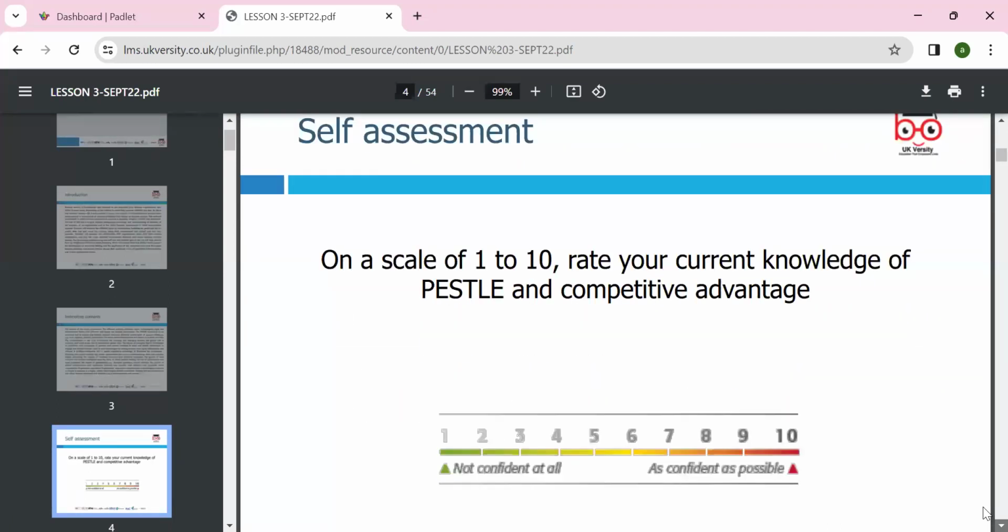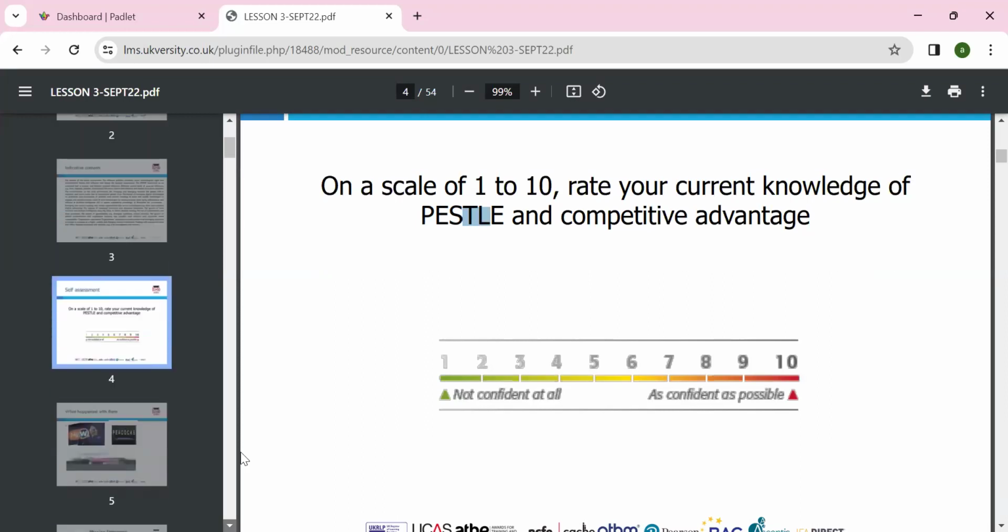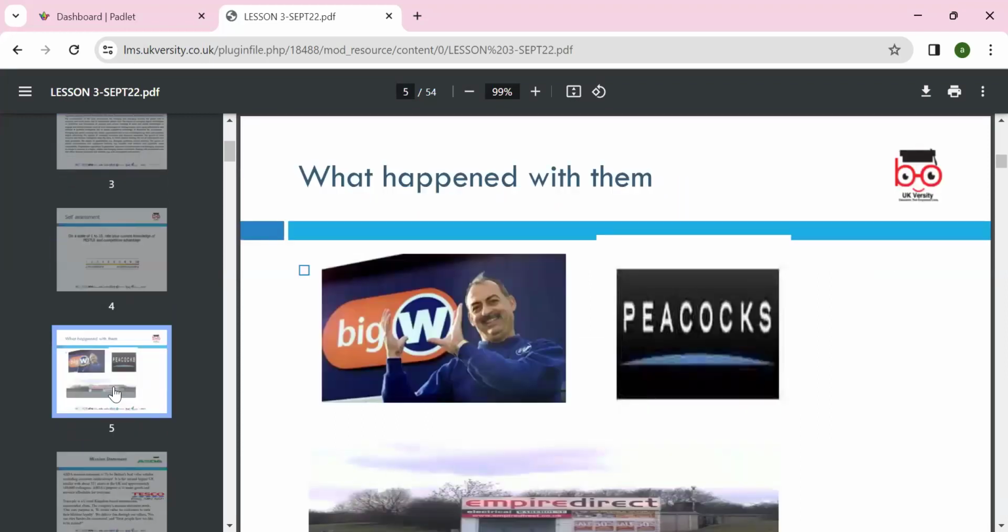Yes, so always think about your current knowledge of the external environment, the macro environment. We can scale it 1 to 10, always good practice to reflect. P stands for political, E is economic, S is social, T is technology, L is legal, E is eco-environment. So these companies do not sustain anymore in the business. Why not? The reason is that with the passage of time, they didn't change themselves according to the environment, and ultimately they did not sustain in the business.